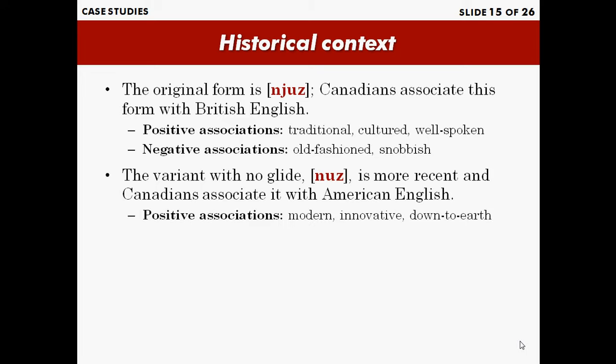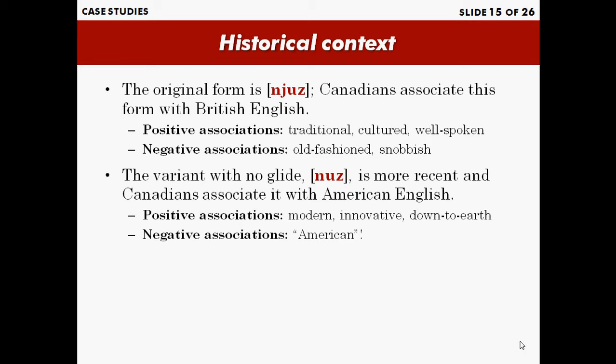So what do Canadians consider to be good about American English or American society in general? Well, there are these connotations of modernness, innovation, right? America has been the source of many inventions and so on, and also a down-to-earthness that's associated. Compare Americans and British people, right? Most people would say Americans are more down-to-earth than British people. Not that that's necessarily true or not, but it's sort of a stereotype that we have.